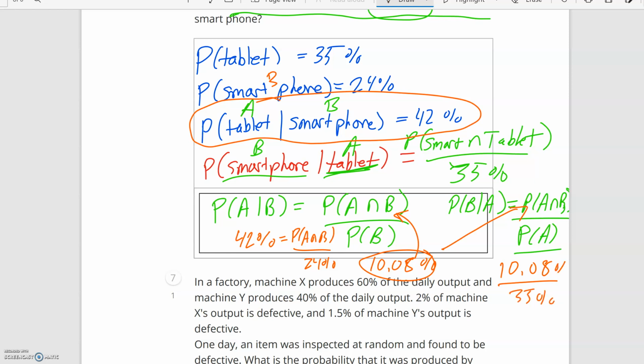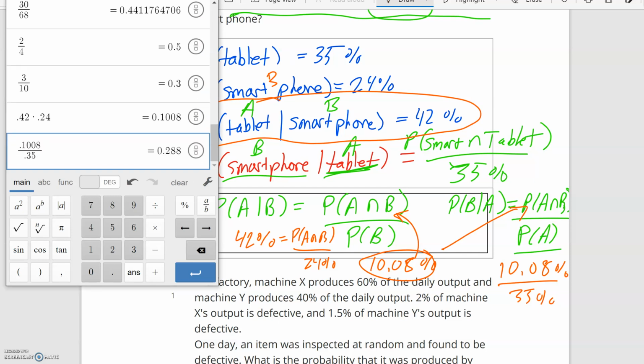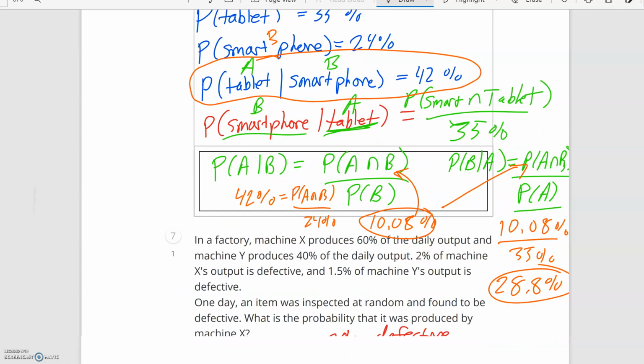Again, these are both percentages. So let's go over here, type that in. 0.1008 divided by 0.35 gives you your probability of 28.8%. There you have it. Okay.